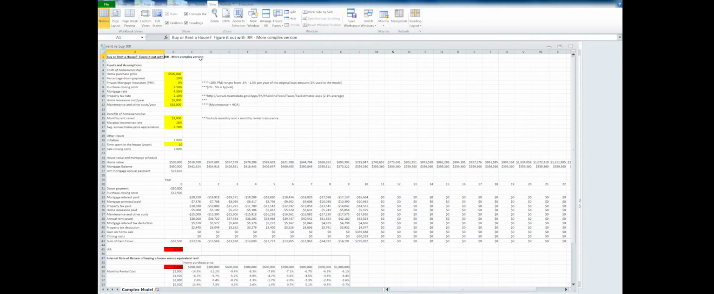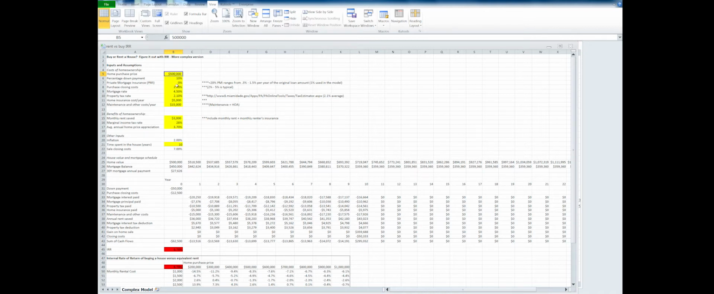Okay, so here is the tool. You'll notice right here we've got your inputs and assumptions. So this is everything from home purchase price, percentage of down payment, private mortgage insurance, purchase closing costs, mortgage rate, property tax rate, home insurance costs per year, and things like your maintenance. So I've gone ahead and plugged in some values that might be very typical for the Miami area. But you can make these values whatever you'd like them to be.